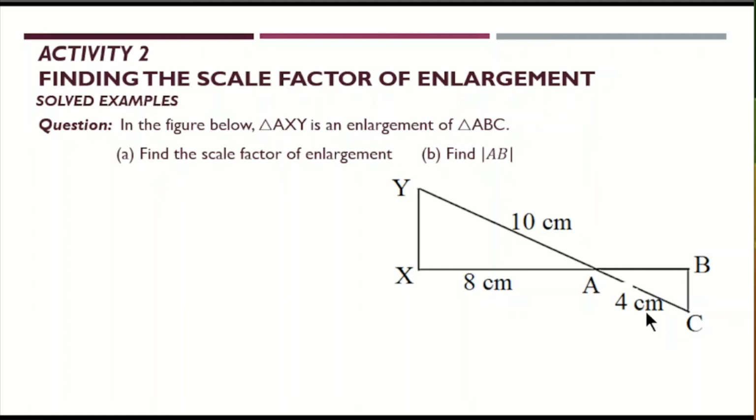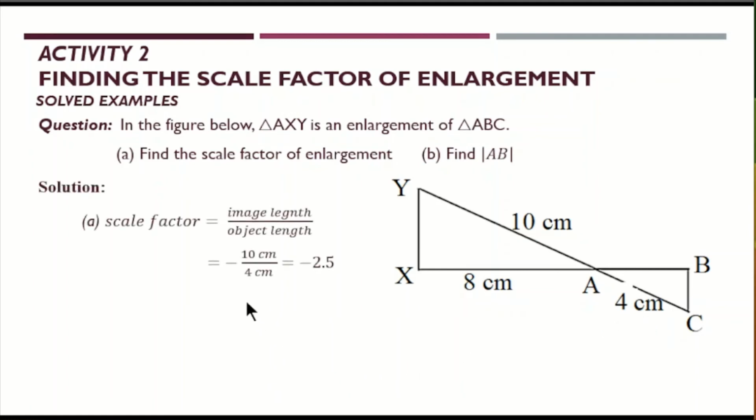So we can use that to find the scale factor of enlargement, that is the image length divided by the corresponding object length. And since the image and the object are at opposite sides of the center of enlargement, our scale factor needs to be negative. So our final answer is negative 2.5.